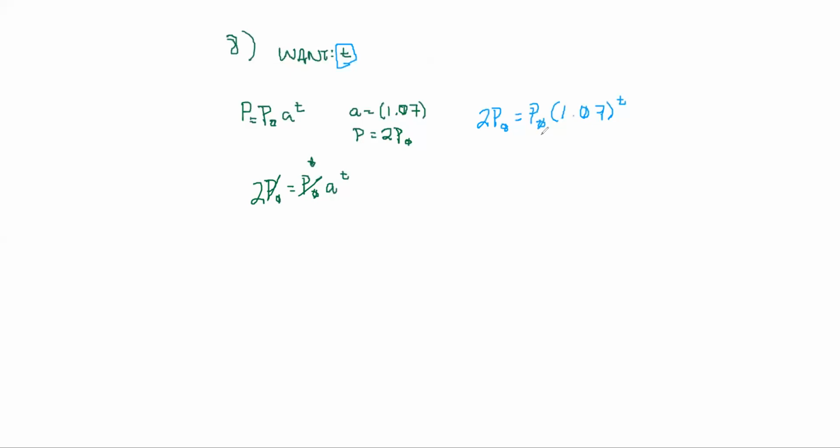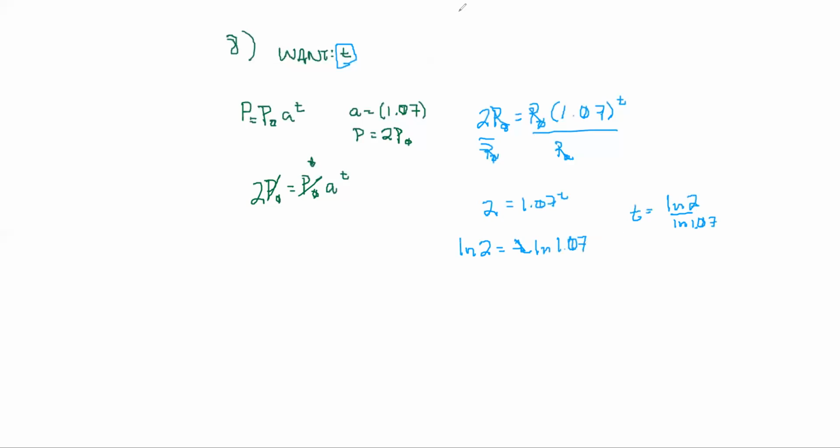Okay, so divide by P naught. So we have 2 is equal to 1.07 to the T. What would we do to get that T out of the exponent spot? Just take a natural log. So the natural log of 2 is equal to T natural log of 1.07. T is equal to natural log of 2 over natural log of 1.07.